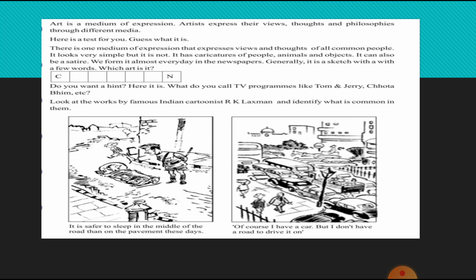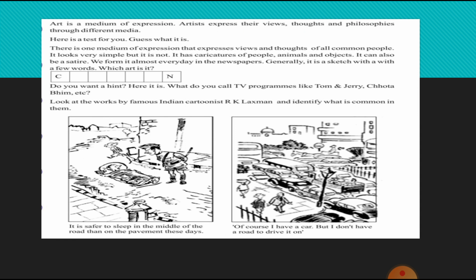Here is a work of R.K. Lakshman, and we have to identify what is common in them. It is safer to sleep in the middle of the road than on a pavement these days. The second one: of course, I have a car, but I don't have a road to drive it on. You said it.